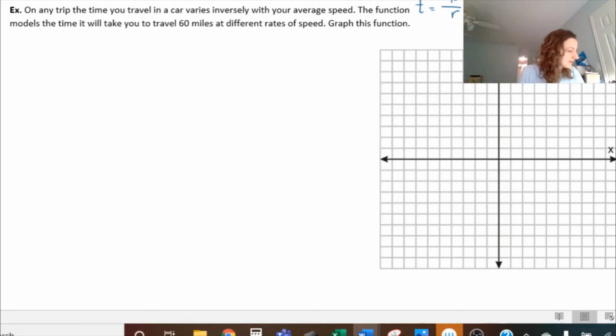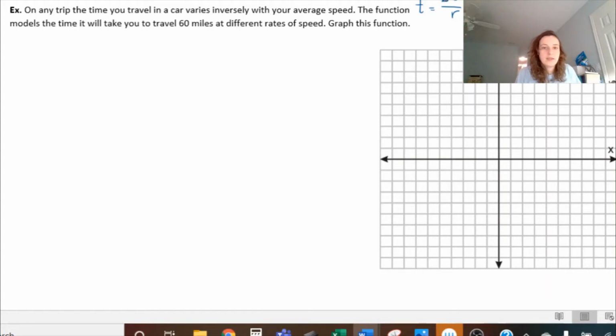Okay? I'm sorry, this number here should be 60. Let me fix that here. Here we go, at 60. And so let's graph this function, okay? We can graph this function by making a table of values, okay?